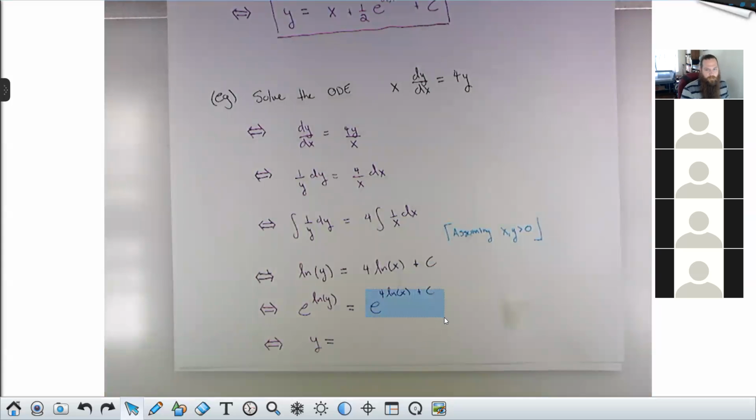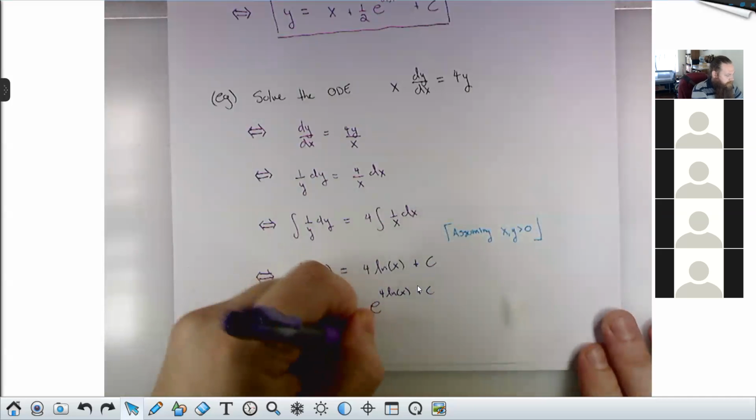Any advice? C is just an arbitrary constant, so you can move that out. There's a sense in which I can move it out, but I want to be very clear about it. Algebraically, how can I simplify this expression? You can separate it to e to the c times e to the 4 ln of x.